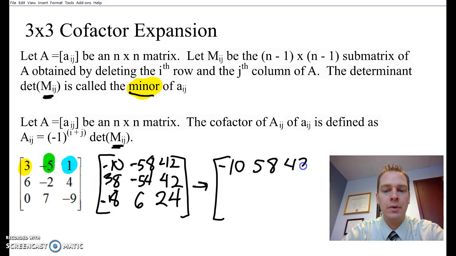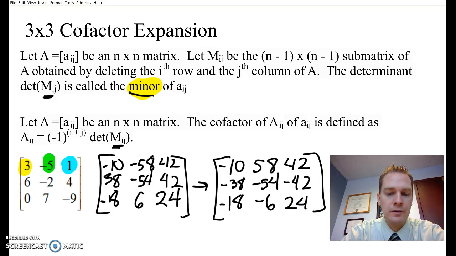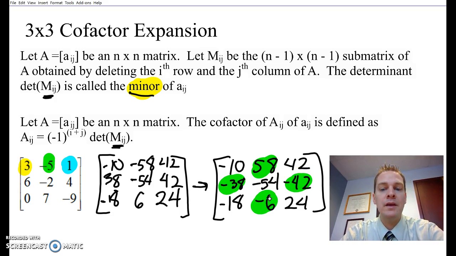This will stay positive 42. This will change to negative 38, stay negative 54, change to negative 42, stay negative 18, change to negative 6, stay positive 24. And I'm just going to highlight those values once again, that these are the values that changed their signs to the opposite based off of the idea that the rows plus the columns for those entries are an odd number, so those need to change.